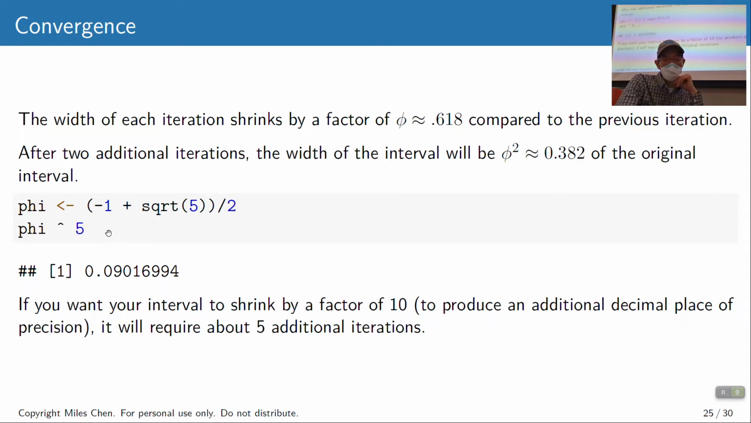Part of the reason for this is that every time we do it, our interval is around 62% of the previous interval. So if you do 62%, phi, raised to the 5th power, that's around 9%. So every 5 additional iterations, your resulting interval will be about 9%, a little less than 1/10 of the interval 5 iterations earlier.